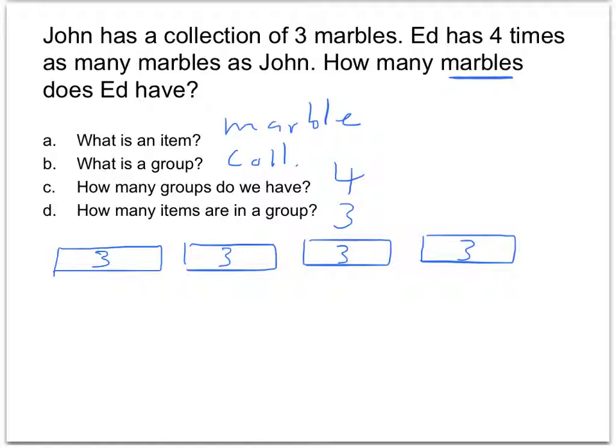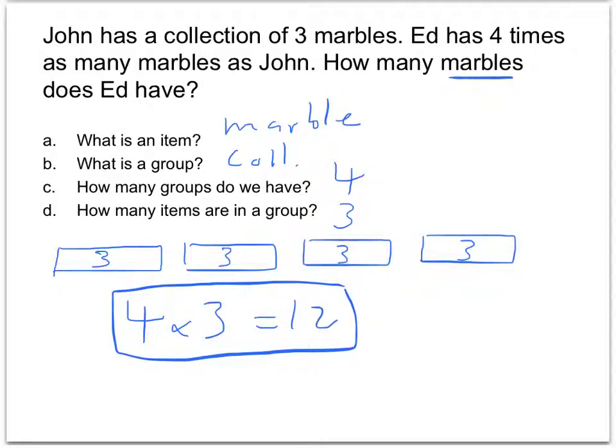And so now we set this up. We see that we have 4 groups of 3. 4 times 3 equals 12. So there's our answer. Now, this type of problem where we see that someone has like 4 times as many as someone else, something to that effect, is what we call a multiplicative comparison problem. It's called multiplicative comparison because in our problem we are comparing the number that one person has to the number that another person has. Multiplicative because we're making that comparison with multiplication.